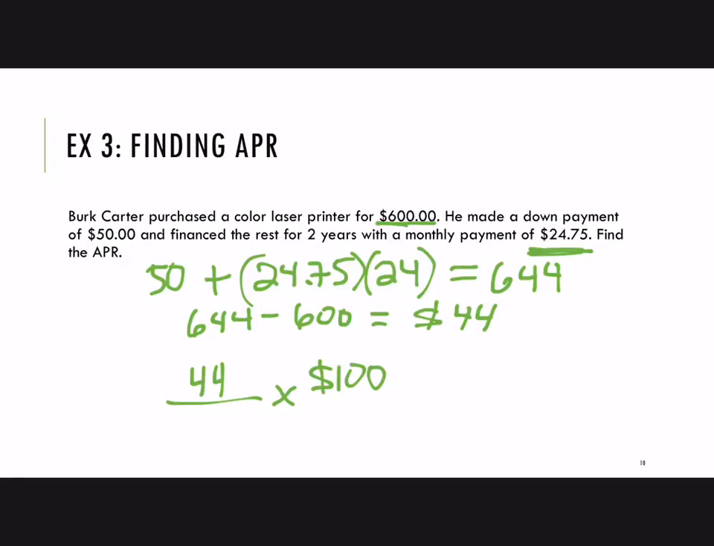Well, what's the amount financed? We know that the printer cost $600, and he paid $50 right away. So that means that he financed $550, the rest of the amount. So divide, multiply by 100, and that equals $8. So for every $100 that he financed, he's going to pay $8 in interest.